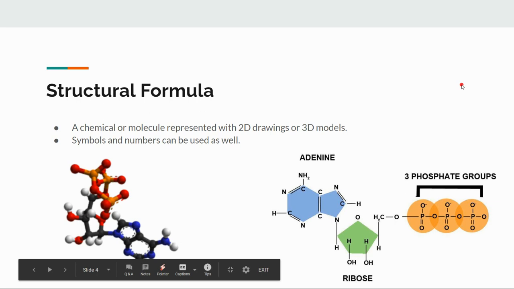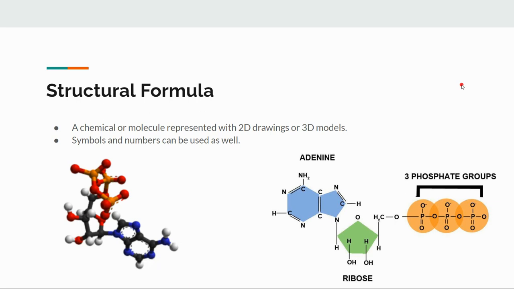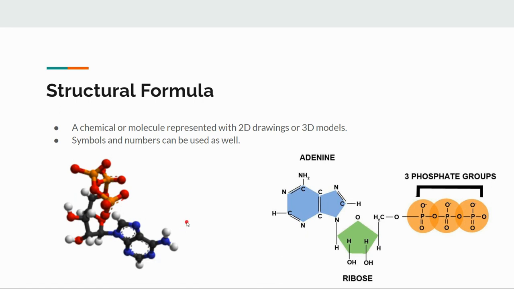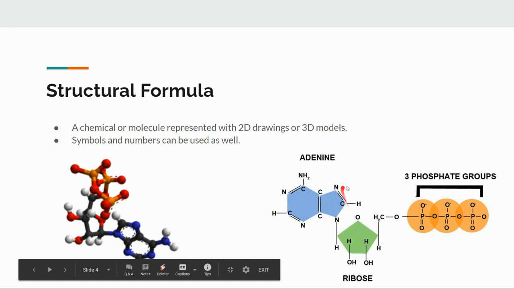So structural formulas are a chemical or molecule represented with 2D or 3D models. Symbols and numbers can also be used as well. So if we look, you've got two different versions here. You have the ball and stick model, which can be computer generated, or it could also be physically done with ball and stick model kits. And these are also structural formulas where numbers and letters are inserted to help see the shape that is going to be made.